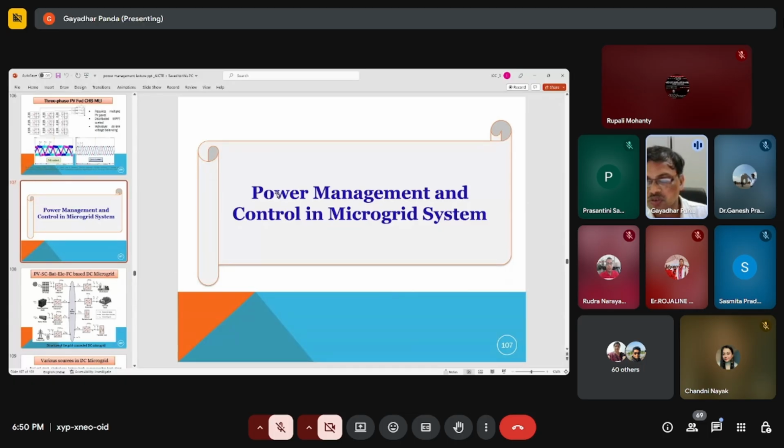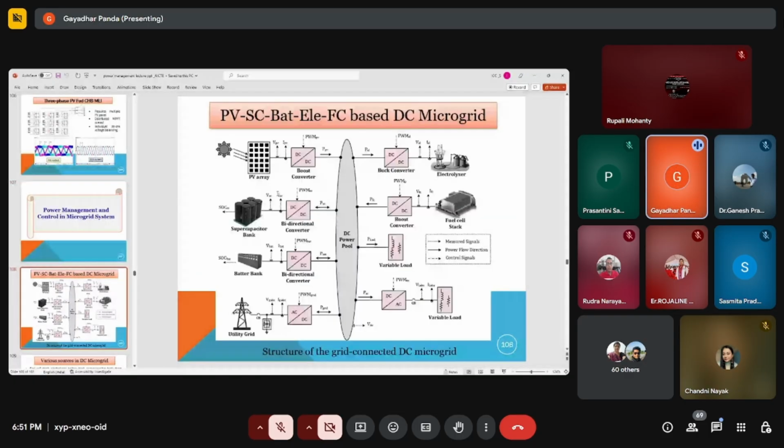Because if you have two sources, two storage devices, and the load is a variable one, you have to think about who will generate at what amount of power to meet the load demand, so that the cost of power generation will be minimum. That concept is very important, and accordingly many papers you will find in optimal power generation and control.